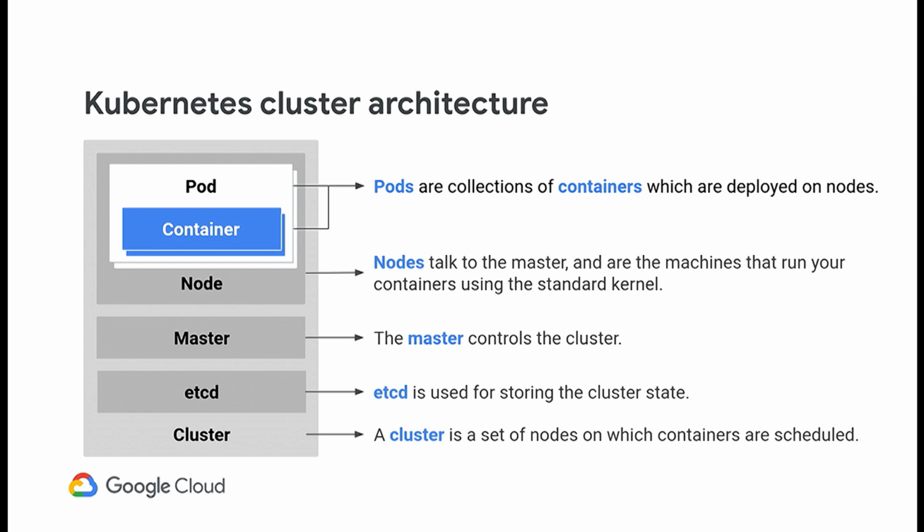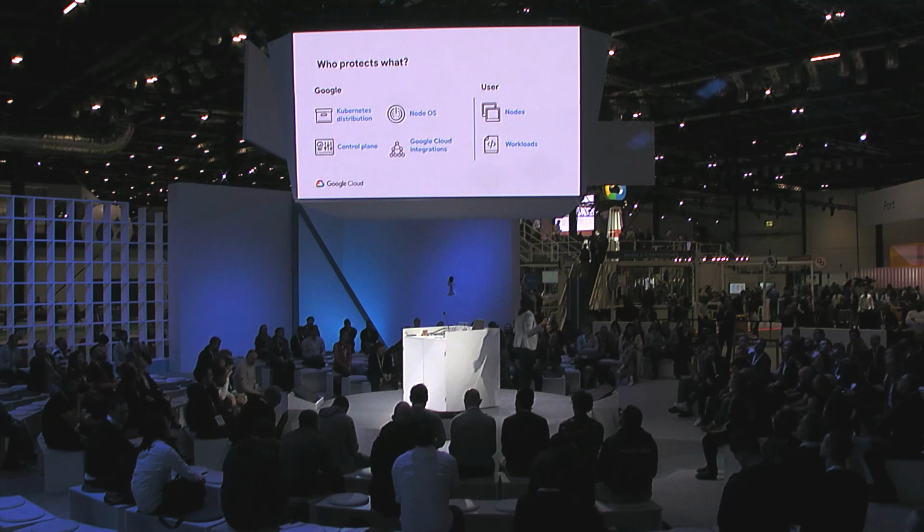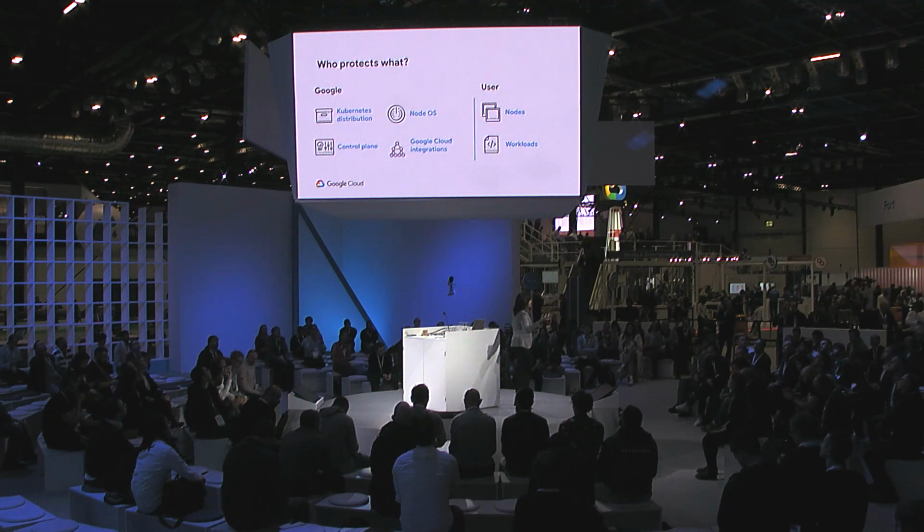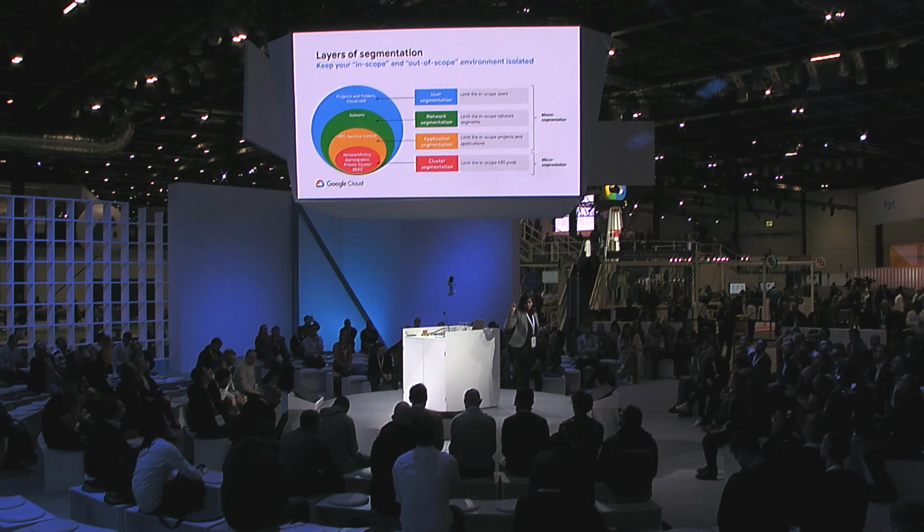A common question I get is, can I have different profiles of pods running within the same cluster, meaning a PCI pod and a non-PCI pod in that same cluster? And yes, you can if you properly segment your cluster. Who protects what? Everything on the left is protected by Google, and you're responsible for the nodes and the workloads.